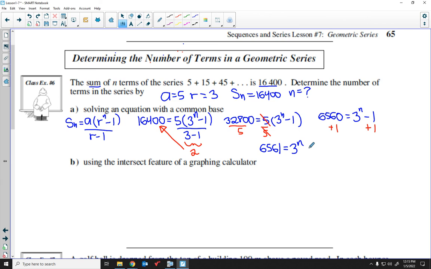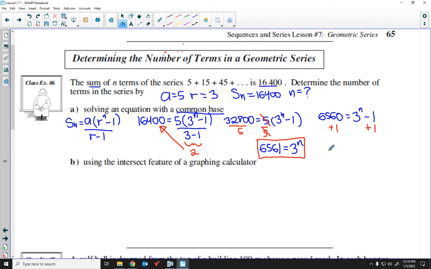Now, once we get to this stage here, I'll just box this equation because we're going to have to solve this using 2 different methods. To do this algebraically, once again, we require the use of logarithms. But we can actually try to use that common base trick. The idea right here is I want to take 6561 and write it so it has a common base of 3. Because if it has a common base of 3, then I can set the 2 exponents equal to each other.